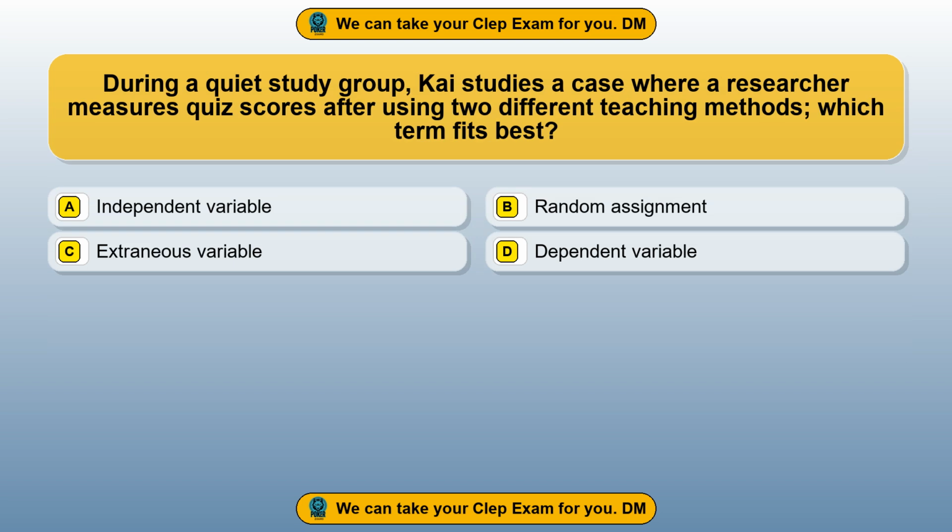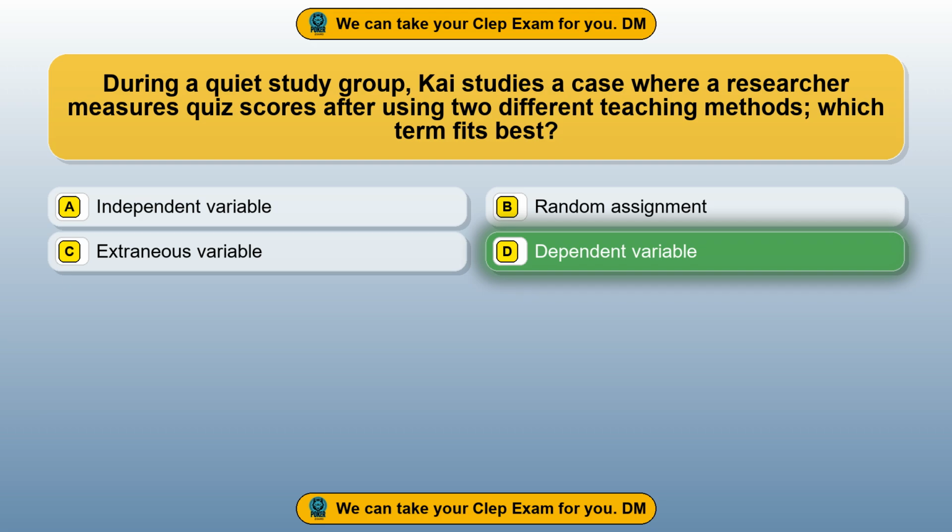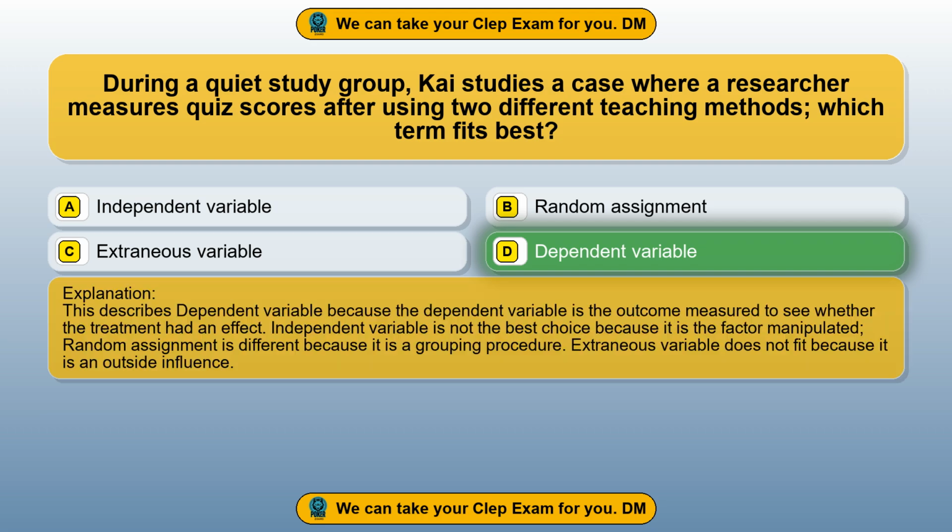Question 91. During a quiet study group, Kai studies a case where a researcher measures quiz scores after using two different teaching methods. Which term fits best? Option A, independent variable. Option B, random assignment. Option C, extraneous variable. Option D, dependent variable. The correct answer is option D, dependent variable. This describes dependent variable because the dependent variable is the outcome measured to see whether the treatment had an effect.